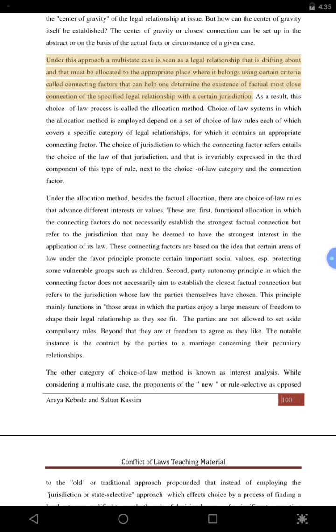Under this approach, a multi-state case is seen as a legal relationship that is drifting about and that must be allocated to the appropriate place where it belongs, using certain criteria called connecting factors that can help one determine the existence of the factual closest connection of the specified legal relationship with a certain jurisdiction. As a result, this choice of law process is called the allocation method.